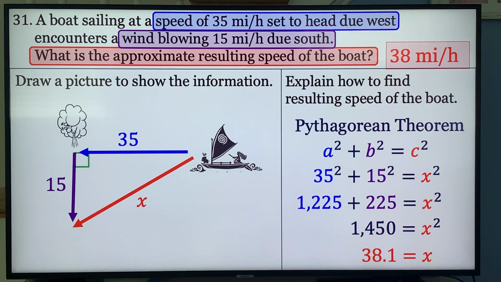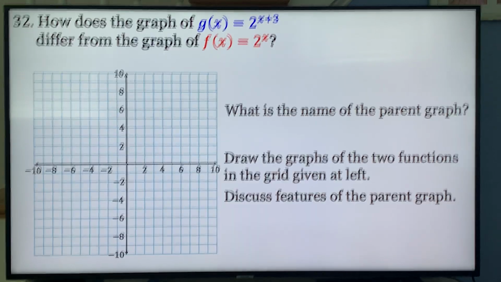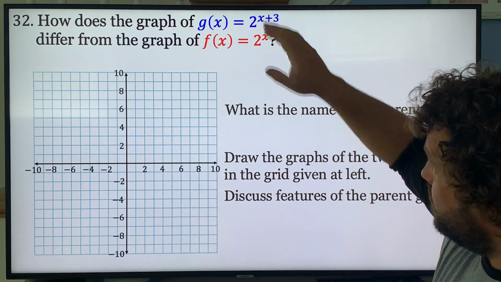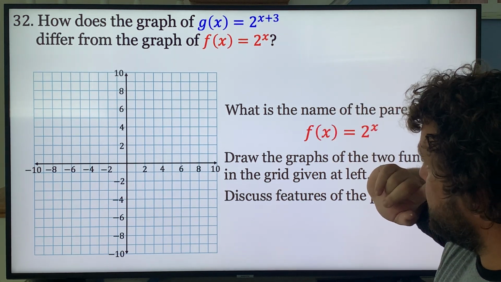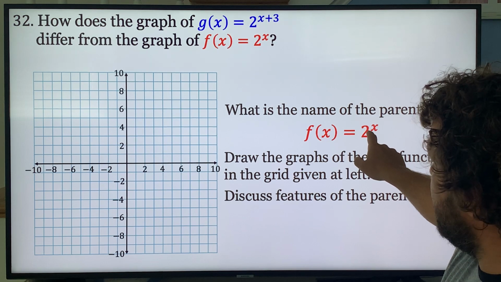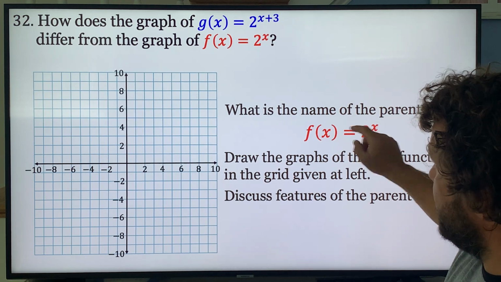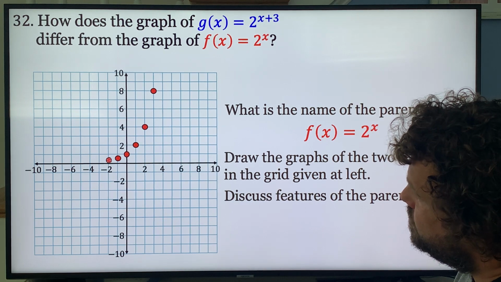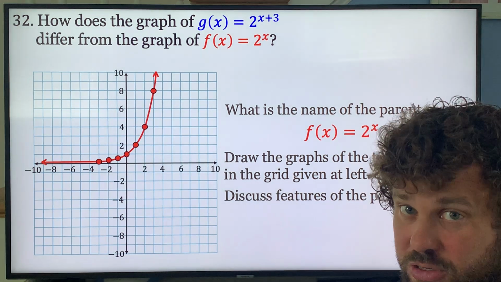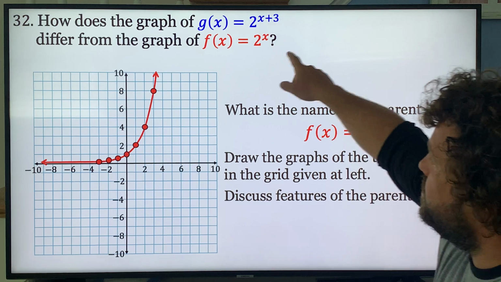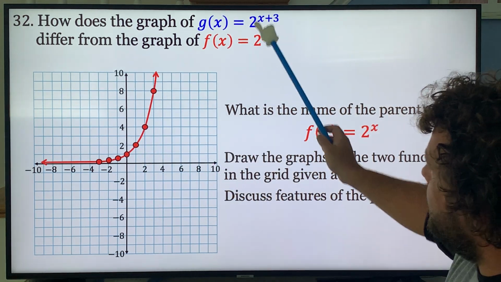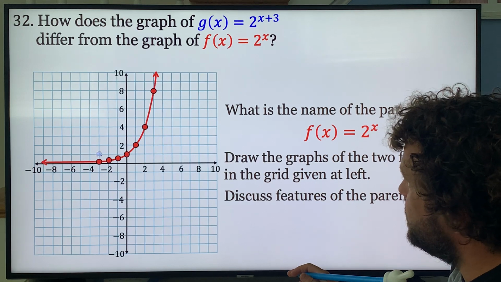Breathe, breathe, breathe, and boom. How does the graph of 2 to the x plus 3 differ from 2 to the x? Now, we did do this one before, 2 to the x, right? That's the parent graph, because you're not doing anything to this x power. I just explained this to you a slide and a half ago. So you just plug in 1, 2, 3. Now, if I do x plus 3, watch how this works.